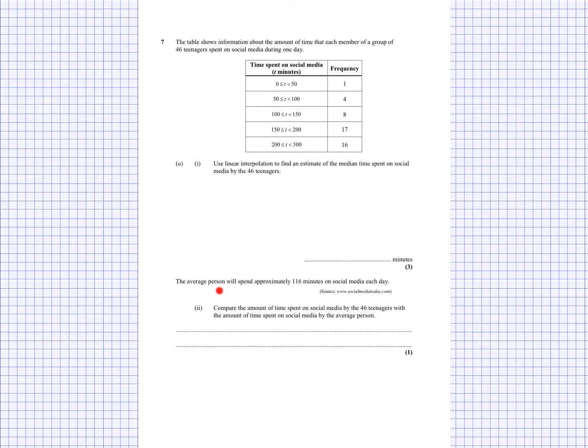The next question says the average person will spend approximately, so notice here it said the average person, and here it was about 46 teenagers. So the average person will spend approximately 116 minutes on social media each day. Compare the amount of time on social media by the 46 teenagers with the amount of time spent on social media by the average person. So if we're going to compare, really the main thing is we should say which is more or which is less. It could be that the median value you find here might be more or less than this, and you just interpret that in context.